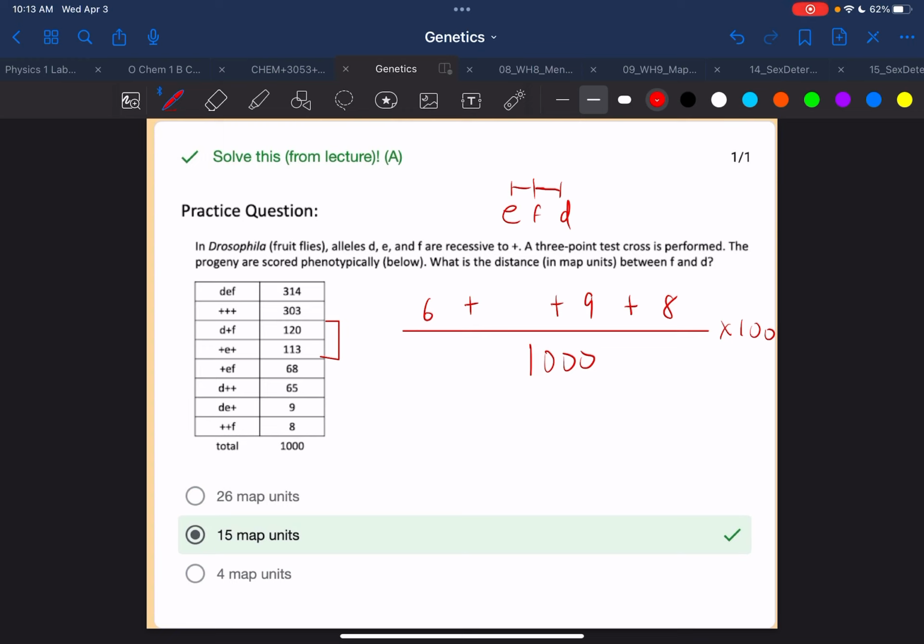68 plus 65. I'm going to go ahead and confirm on my calculator. So 68 plus 65 plus 9 plus 8 is 150. 150 divided by 1,000 times 100. And yeah, that is 15 map units.